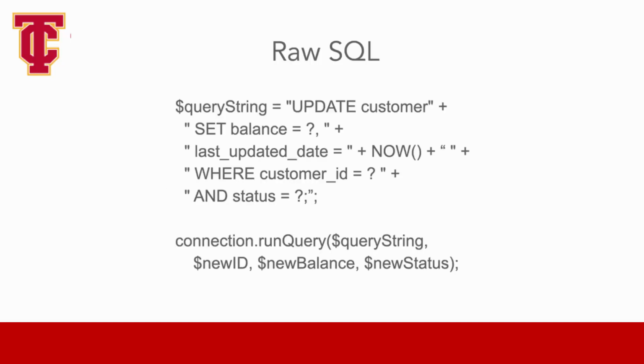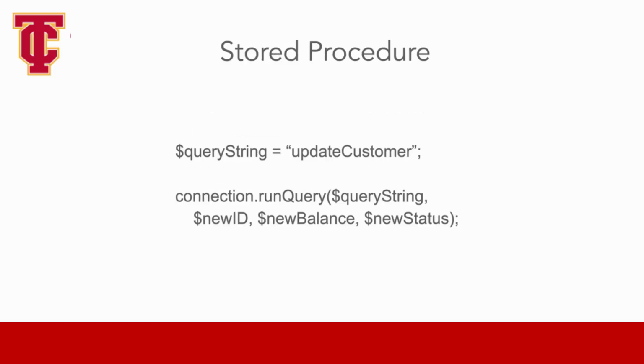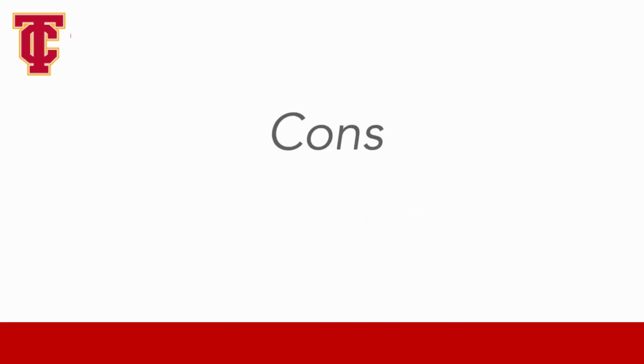It also simplifies things. For example, if I had raw SQL and I'm updating a customer, look where I have to concatenate the string. Now in a stored procedure, all I need to do is basically call the stored procedure. Like here, I can have a line of code that just specifies the stored procedure, and then in the application code, I have one line here, connection run query. So this isn't the stored procedure, but this is an example of a stored procedure being called from an application. It's a lot easier to maintain, isn't it?